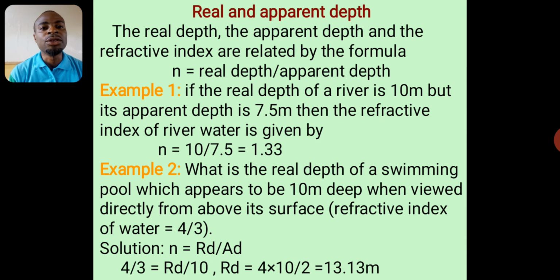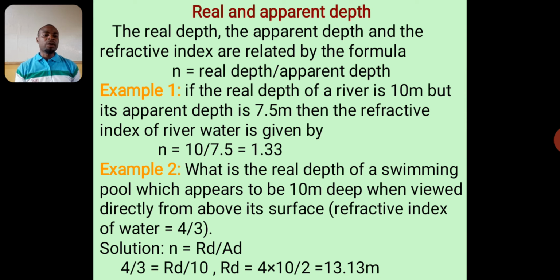All these are due to what? Apparent depth. Now we have that the real depth, the apparent depth, and the refractive index are related by the formula n is equal to real depth over apparent depth. So if we want to get our real depth or apparent depth or refractive index, we can use that relation between the three of them. Let's look at a simple example there.